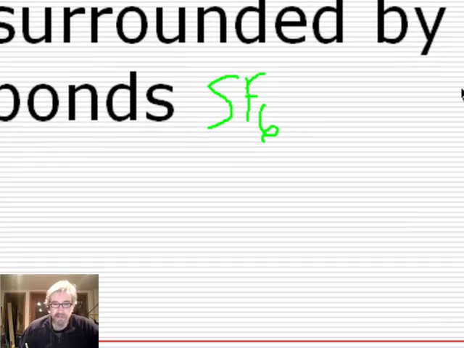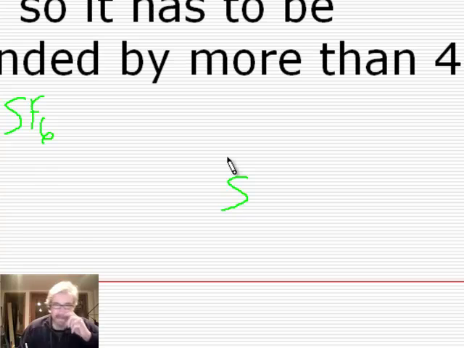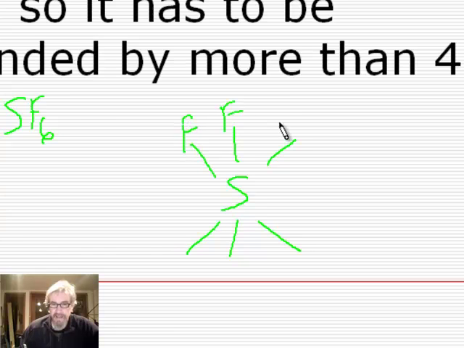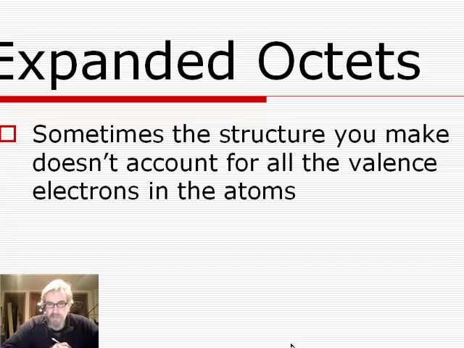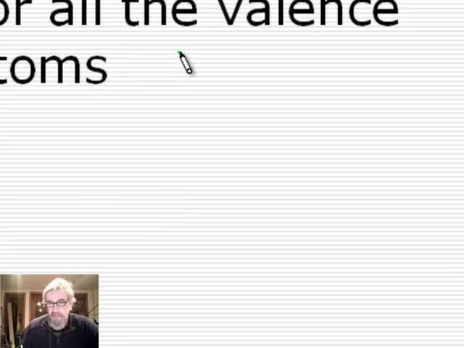Sulfur hexafluoride, SF6. When I draw this Lewis structure, I don't have any choice when I make the skeleton but to create an expanded octet, because the sulfur is bonded not to 4 fluorines, but to more than 4 fluorines. So I know I have to have an expanded octet there. Sometimes it doesn't seem obvious at first, but the structure they end up making doesn't account for all the valence electrons that are in the atoms. Here's an example of what I'm talking about.